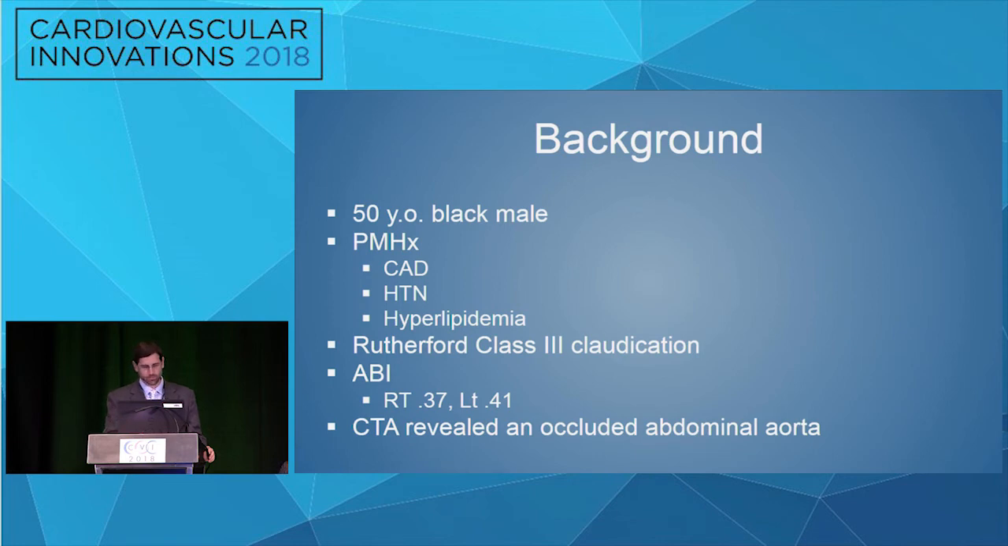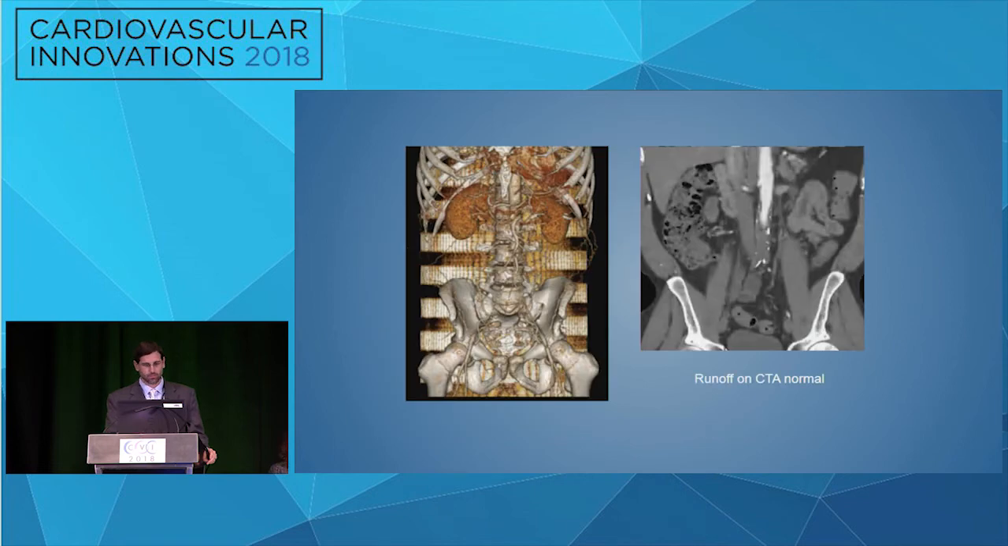I was concerned he had severe aortoiliac disease. I usually CT those patients. And the CT confirmed that he had an abdominal aortic occlusion with reconstitution in his external iliac arteries bilaterally.